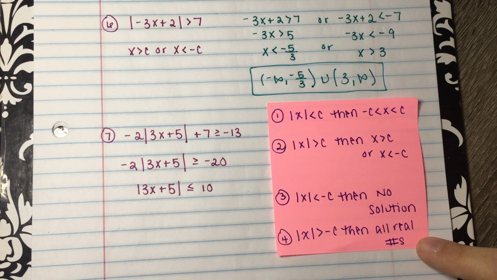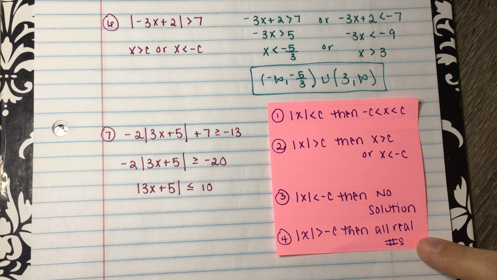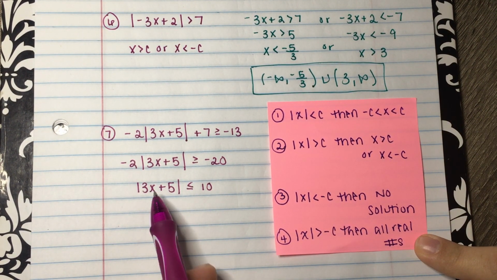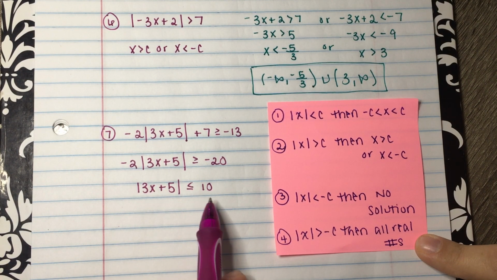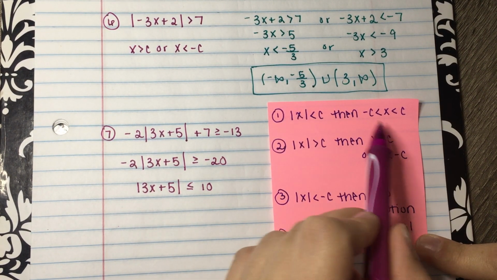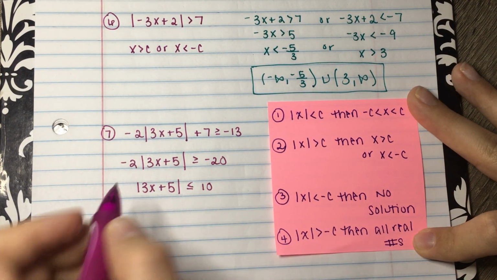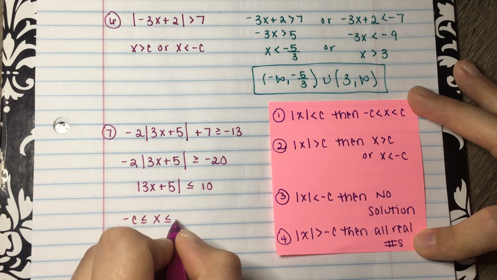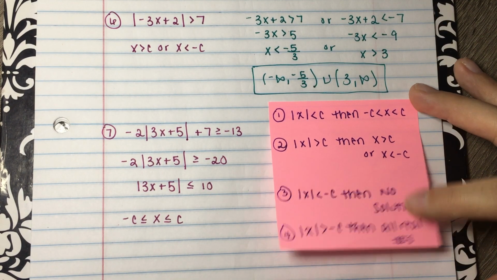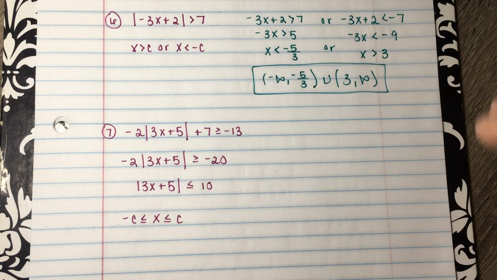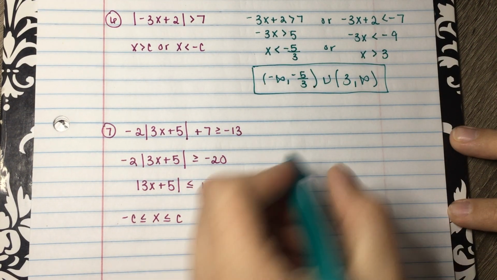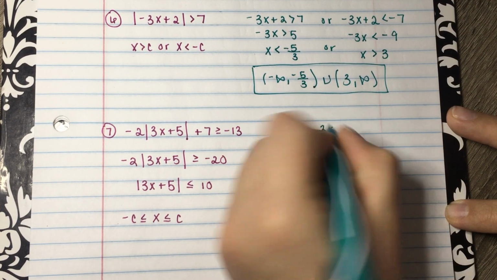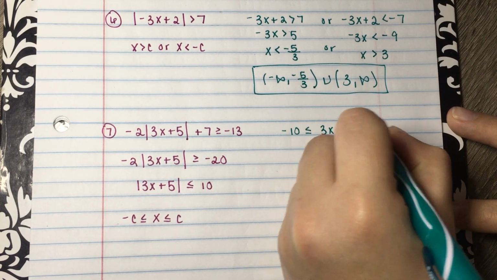All right, now that I've isolated the inequality, I can look and see, well, what condition problem is this? And I have absolute value is less than a positive number. Absolute value is less than a positive number. That's a condition 1 statement where I have negative c less than or equal to x less than or equal to c, condition 1. All right, which means my c here is 10, so I have negative 10 is less than or equal to 3x plus 5, which is less than or equal to 10.